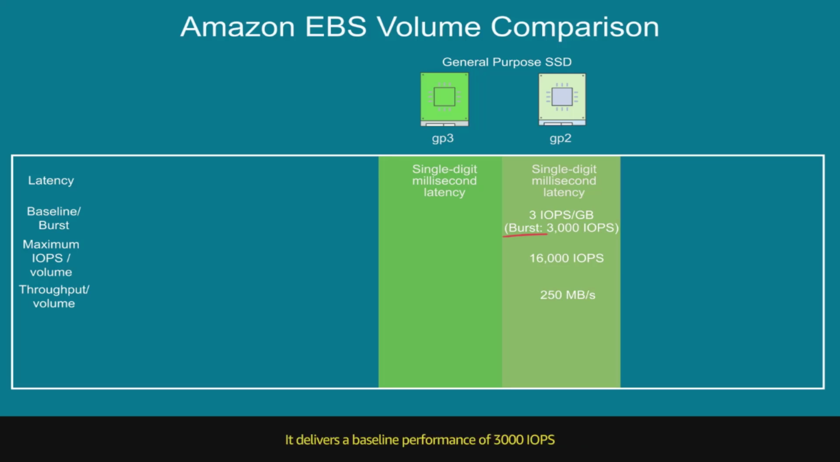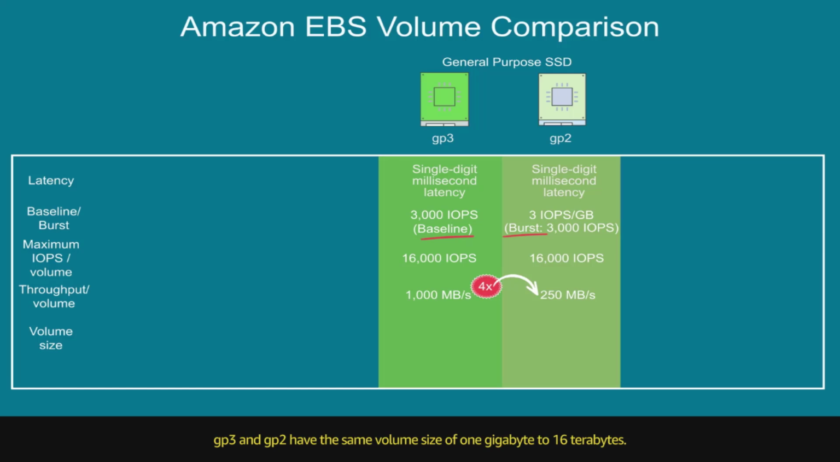GP3 enables you to provision performance independent of storage. It delivers a baseline performance of 3000 IOPS and can scale up to 16,000 IOPS, and throughput up to 1000 megabytes per second, which is 4 times more throughput than GP2. GP3 and GP2 have the same volume size of 1 gigabyte to 16 terabytes.